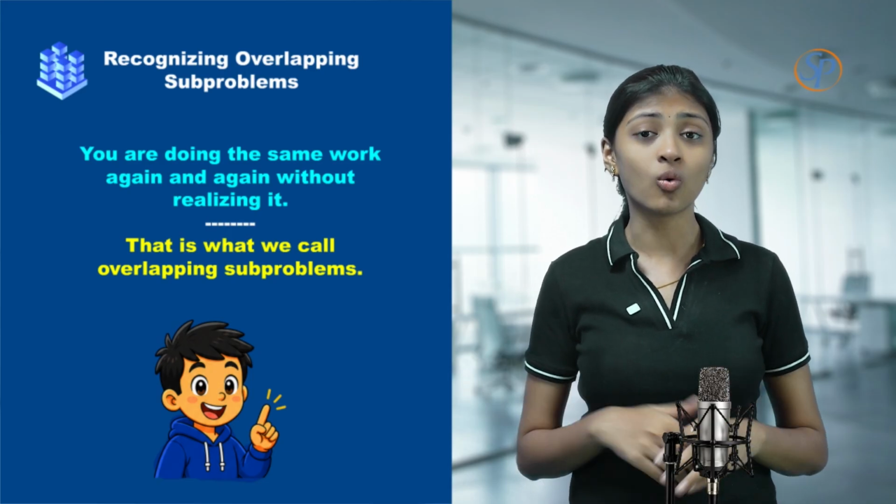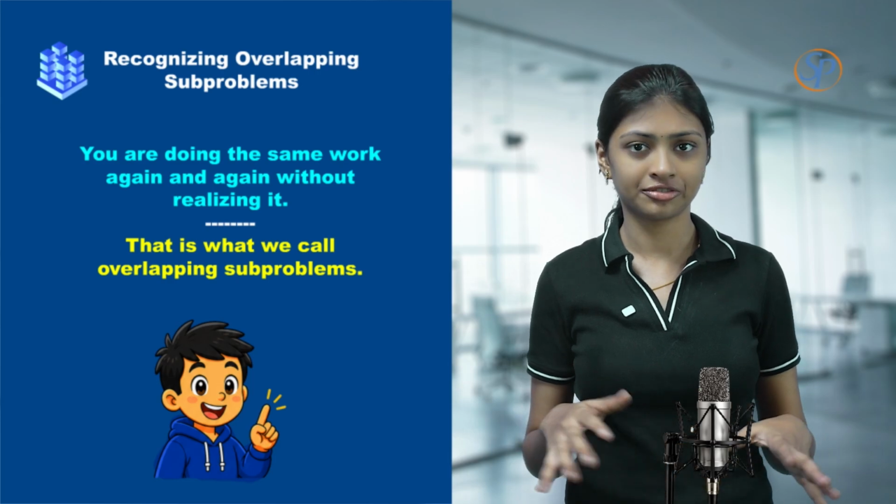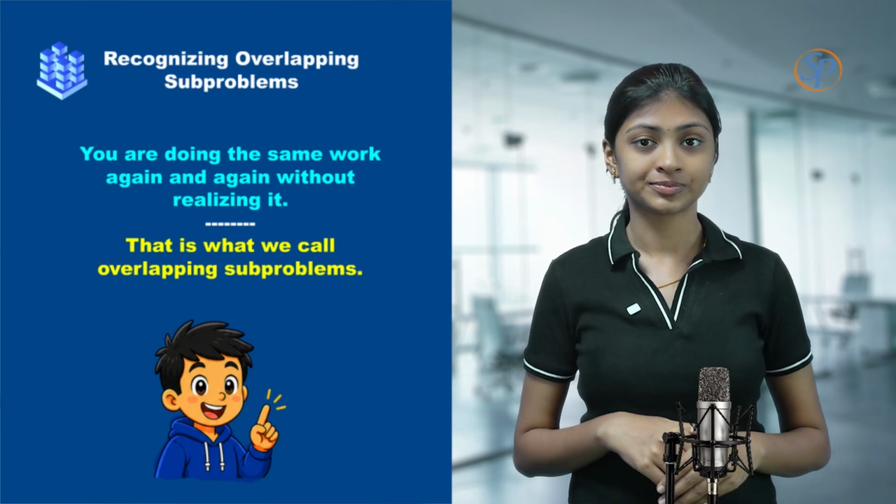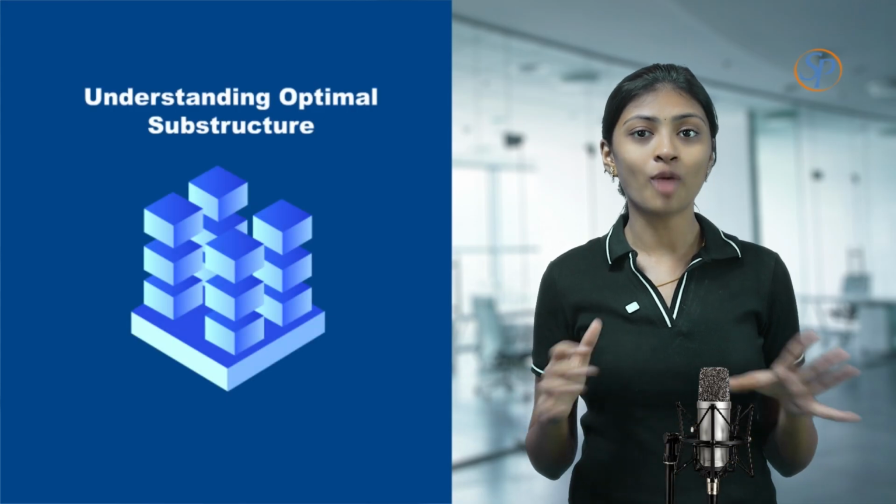Now just having overlapping subproblems is not enough. We need one more property. Understanding optimal structure.